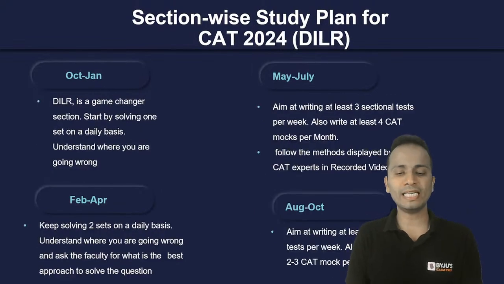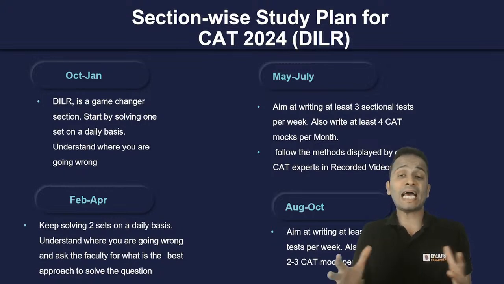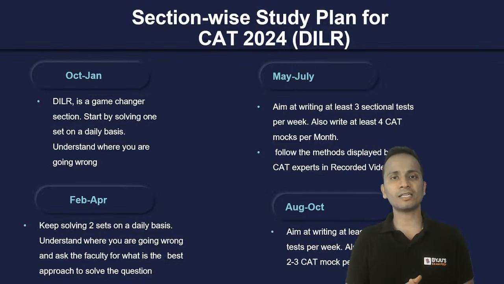Now moving on to DI and LR. So again, I'll start from October. The first 4 months. DILR, like I told you, it can be a game changer. If you indulge in regular practice, you will be able to tackle this. You'll be able to have proper control over this area.